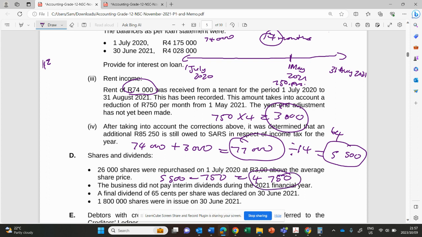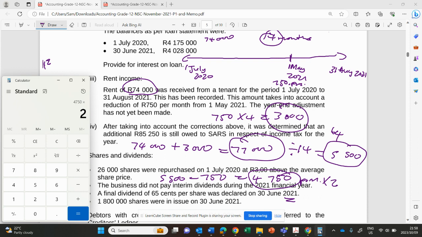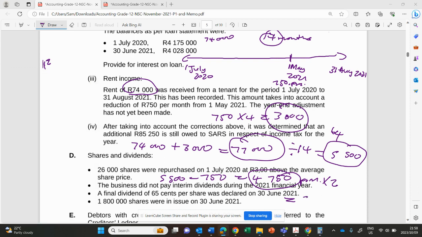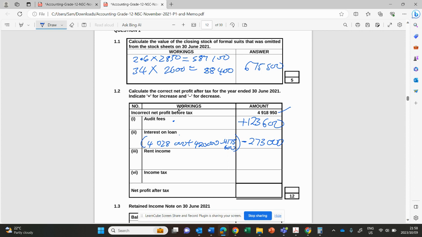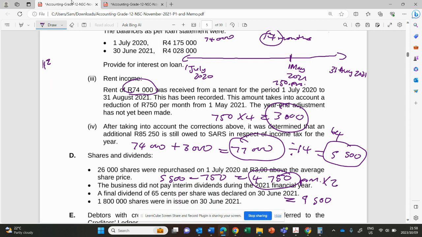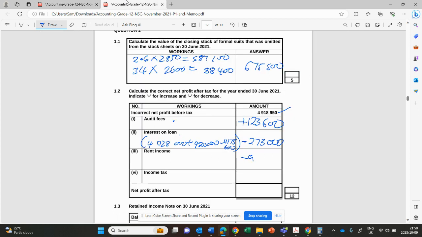Now, this 4,750 is per month after the reduction. So now we are looking for the 2 months that were received in advance, so we can multiply by 2. When you multiply by 2, you get 9,500. So the 9,500 is the income for the next financial period. So remove it from the calculation of the income or profit: minus 9,500.